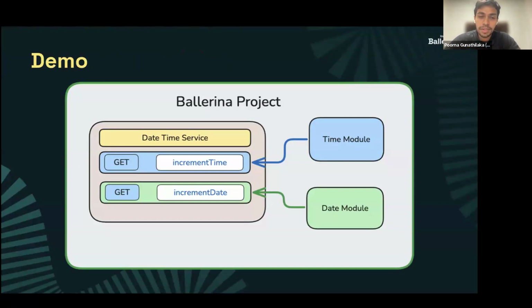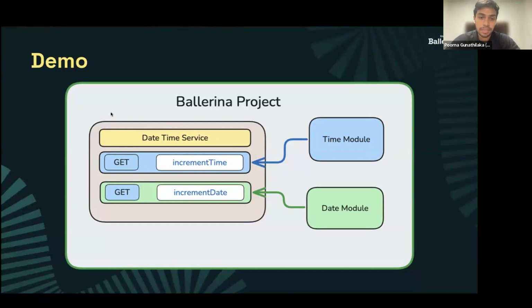My example would be a simple service that performs date and time calculation. For simplicity, I have only provided two endpoints. One endpoint increments a time: the user provides a time, a number of hours and a number of minutes, and the output should be the time calculated after increasing it by the given hours and minutes. The increment date endpoint takes a date from the user, increments it by the given number of weeks and days, and finally gives the incremented date as output.